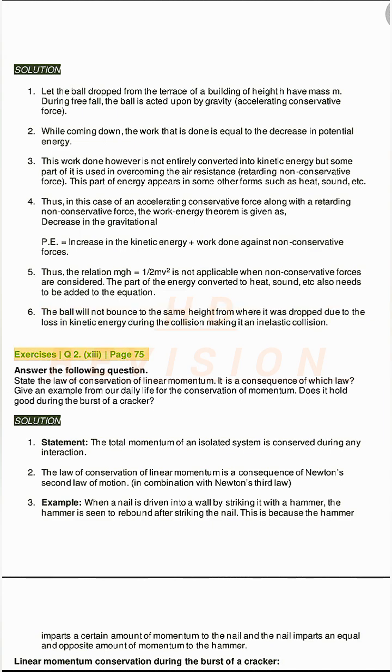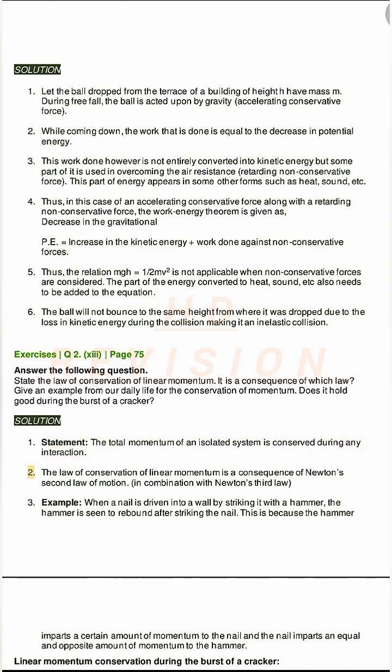Exercises Q2, page 75. Answer the following question. State the law of conservation of linear momentum. It is a consequence of which law? Give an example from our daily life for the conservation of momentum. Does it hold good during the burst of a cracker? Solution. 1. Statement. The total momentum of an isolated system is conserved during any interaction.